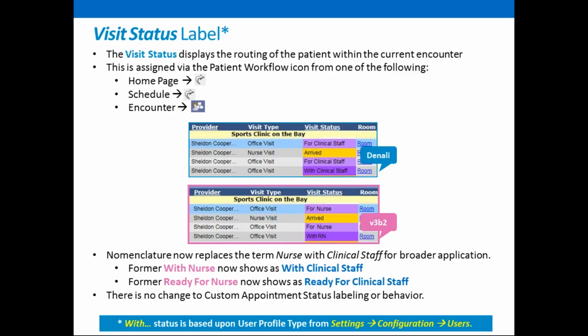This is just in keeping with the fact that not every practice has nurses, and some of you who have clinical access under that profile don't really want to be considered a nurse in the patient routing. So in order to allow for that broader application of the clinical staff designation, we have removed the hard-coded verbiage of nurse, which was there from the very beginning, 15, 20 years ago, and it is now just going to be more generically saying clinical staff.